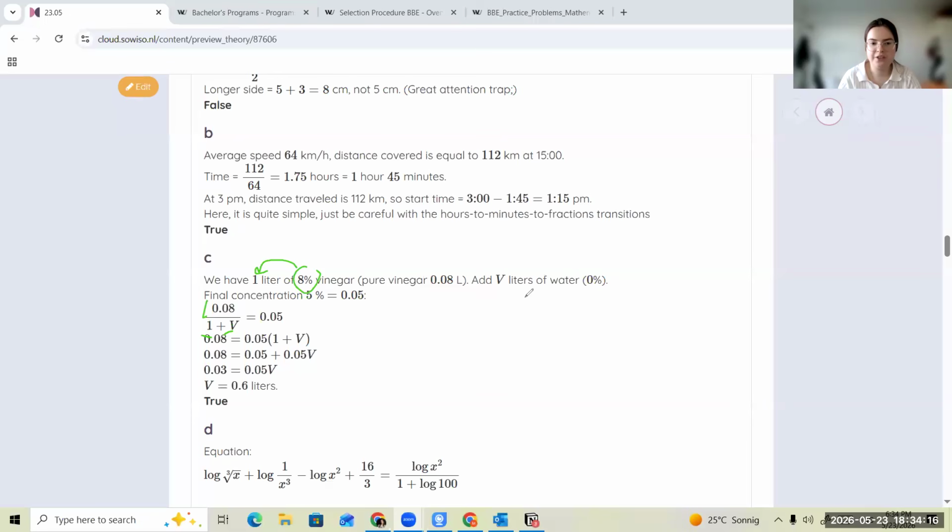So here we have liters of water, the total volume of the liquid, and the concentrate on top. And then you see how many liters of water you need to add to go from 8% to 5%. And at 0.6, you just solve for V here with the cross multiplication rule. Like this.